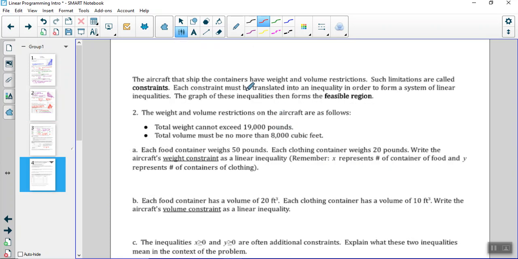Okay, let's see. The aircraft that ship the containers have weight and volume restrictions. Such limitations are called constraints. So constraints is a vocabulary word.